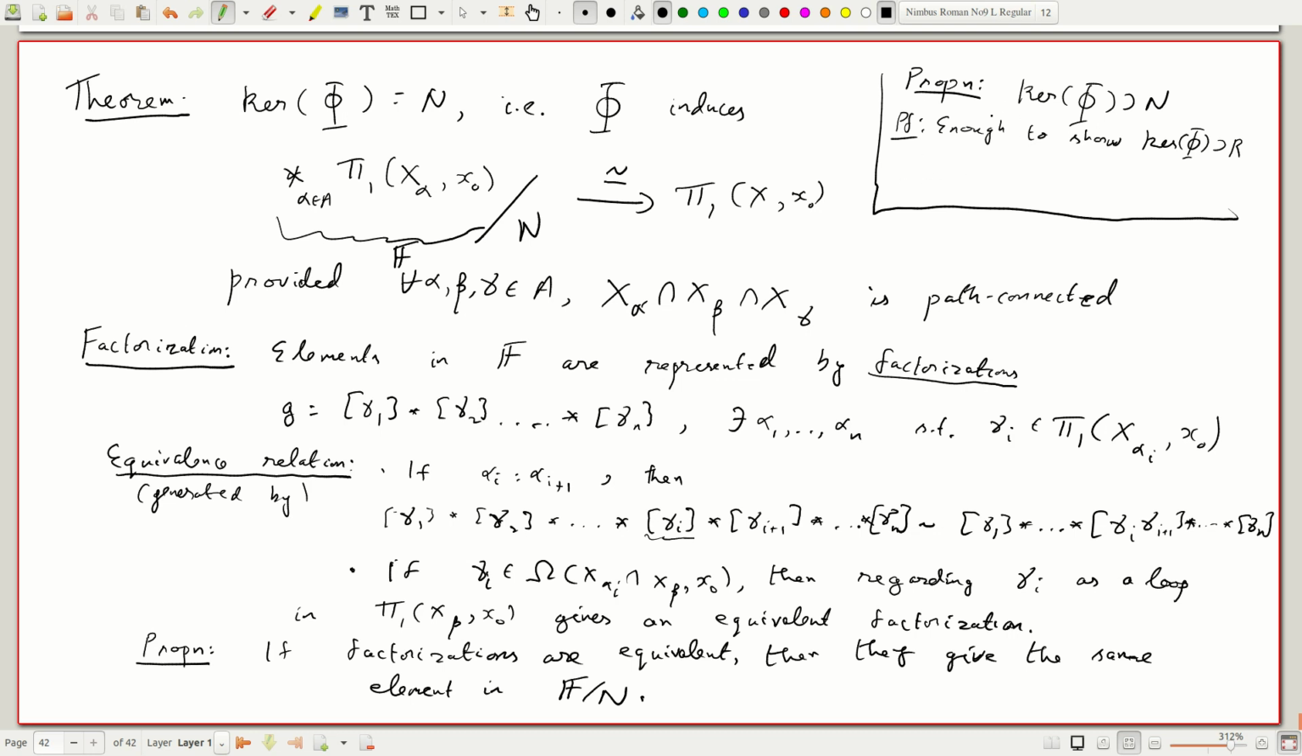Okay, so let's look at these one at a time. So let's look at the second one first. Well, we want to show the kernel of phi is N. This is a theorem. The harder part will be the other way, that any element in the kernel is of this form. So this is saying that the obvious relations are the only relations. That's the harder thing to show. The easy thing to show is that any of these obvious relations are relations.